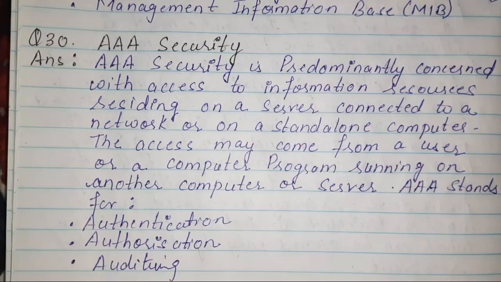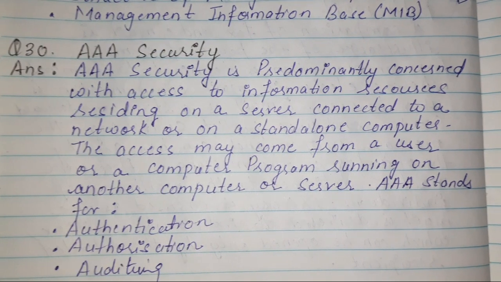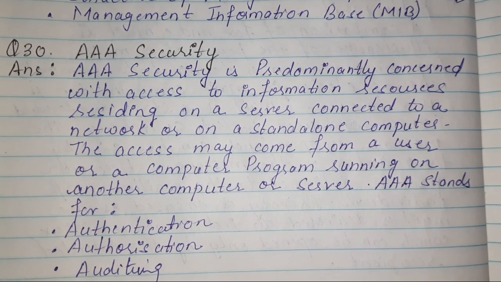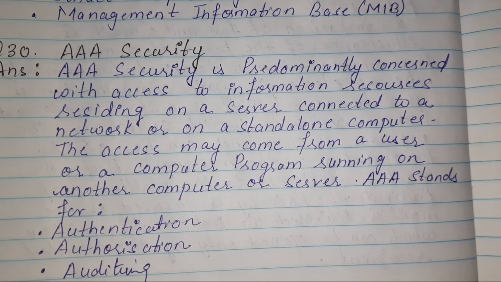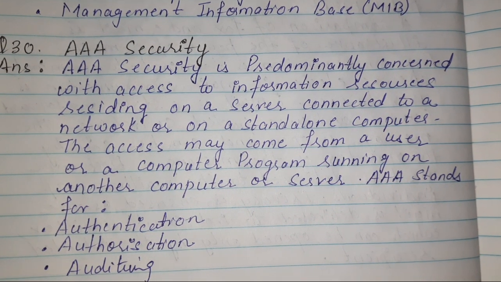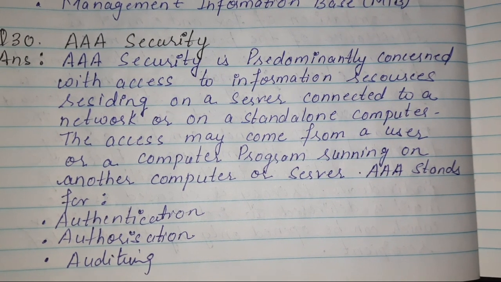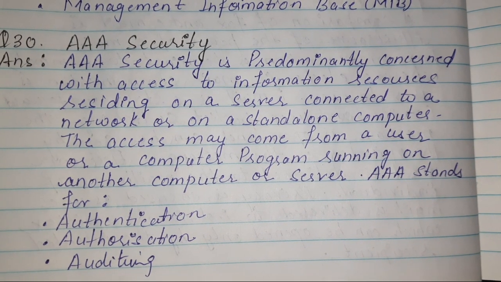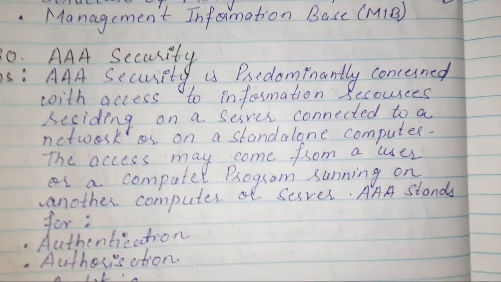Question number 30 is AAA security. AAA security is predominantly concerned with access to information resources residing on a server connected to a network or on a standalone computer. The access may come from a user, or a computer program running on another computer or server. AAA stands for authentication, authorization, auditing.